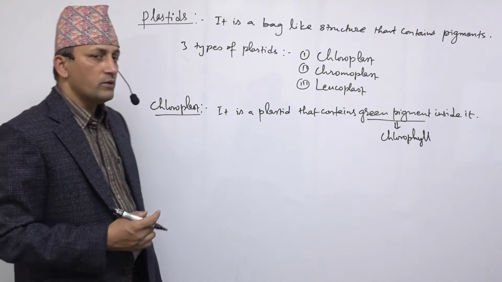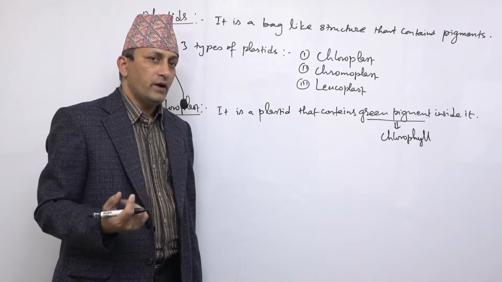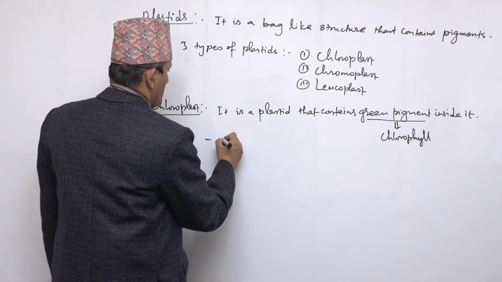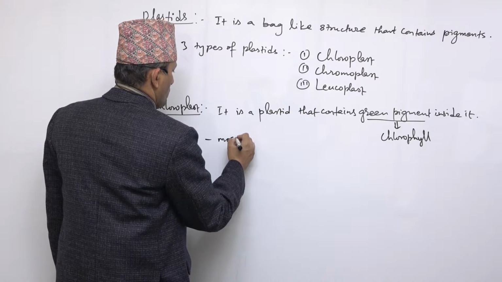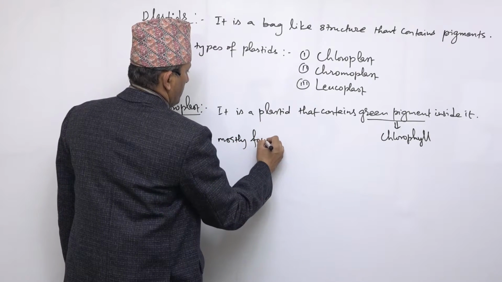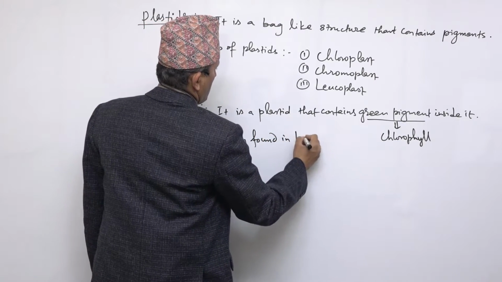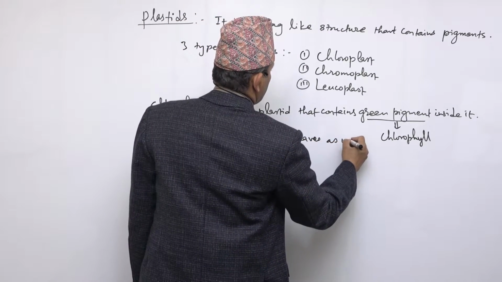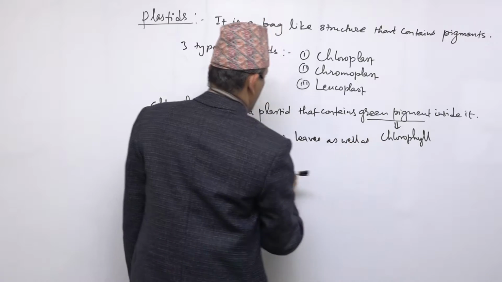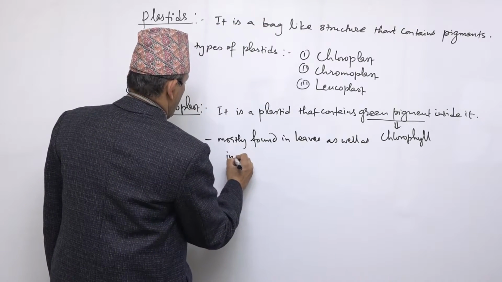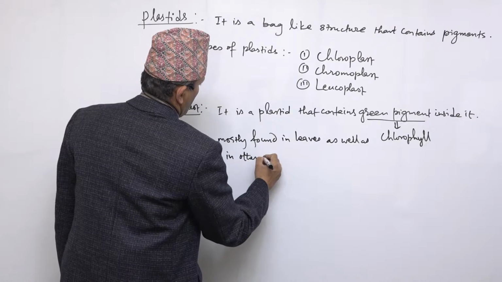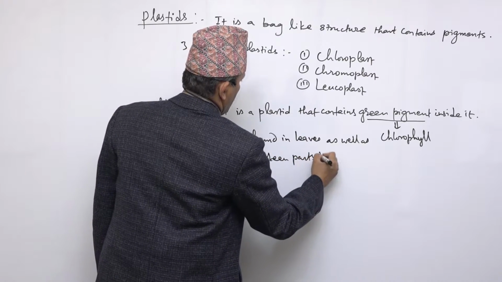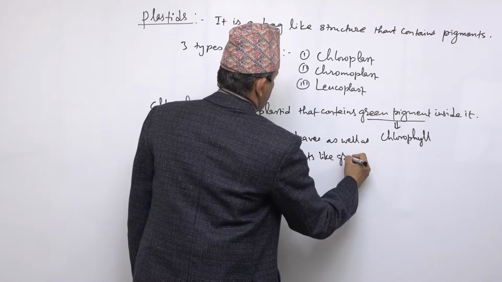Chloroplast is commonly found in all green parts of the plants, mostly in the leaves, as well as in other green parts like green stem.